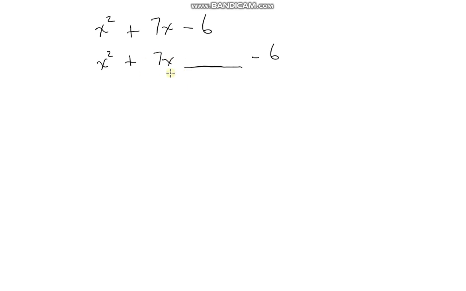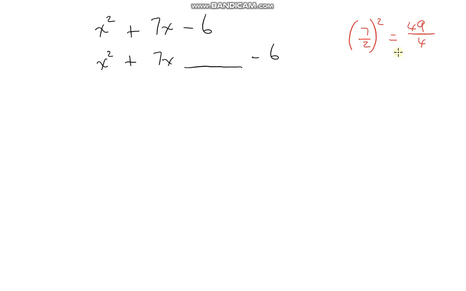So half the coefficient in front of x and then square it. It's the same every time. So half of 7 is 7 over 2. And then when we square 7 over 2, 7 times 7 is 49, and 2 times 2 is 4. So 7 over 2 squared is 49 over 4.